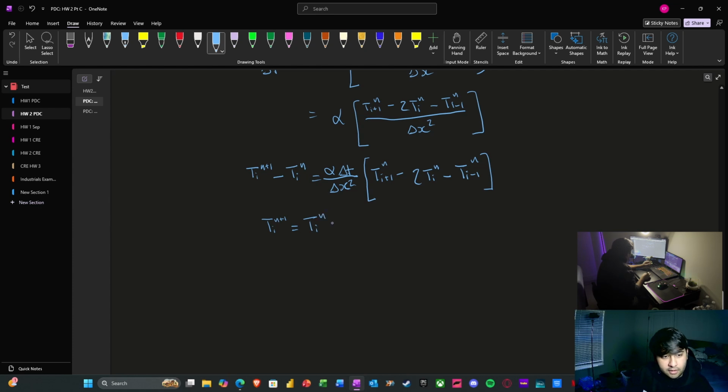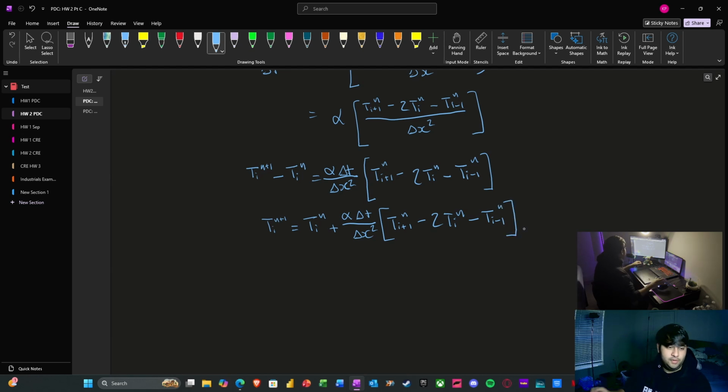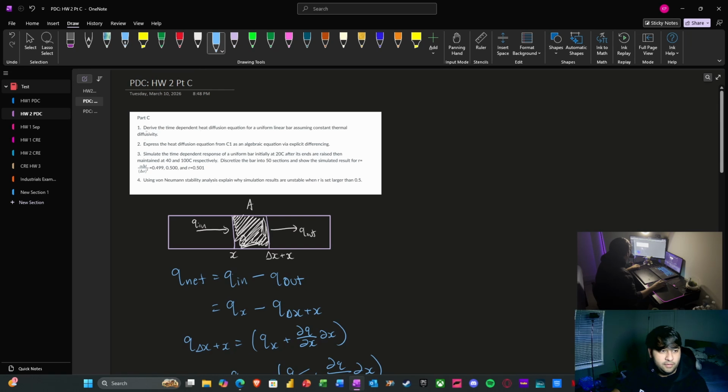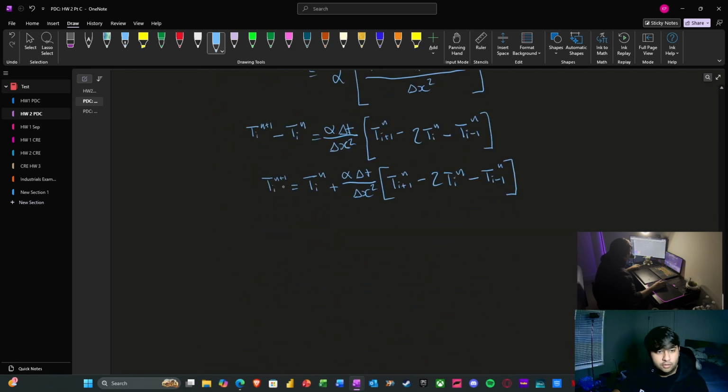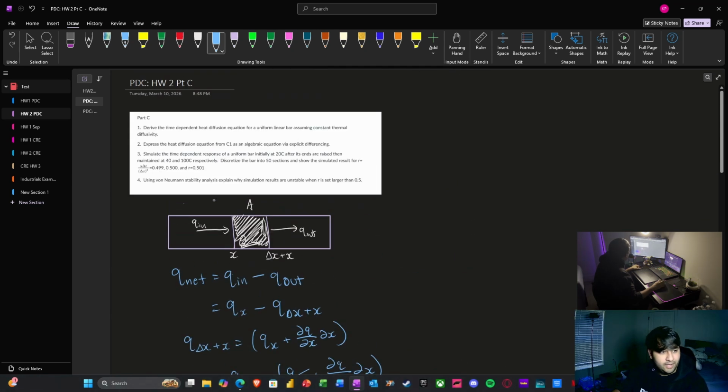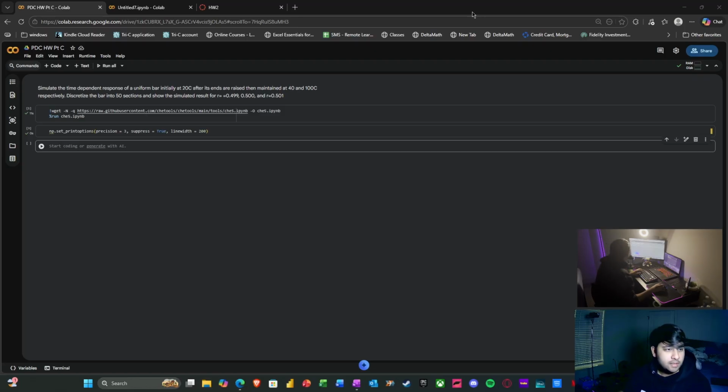Ti n plus 1 value or variable separated. Just have Ti n plus that entire expression all over again, minus 2 Ti n plus Ti minus 1. And there we go. So that is our heat diffusion equation turned algebraic. And this is in terms of temperature. And now we're going to go ahead and simulate that time-dependent response of a uniform bar. And we're going to do that in Colab. This is the coding section.